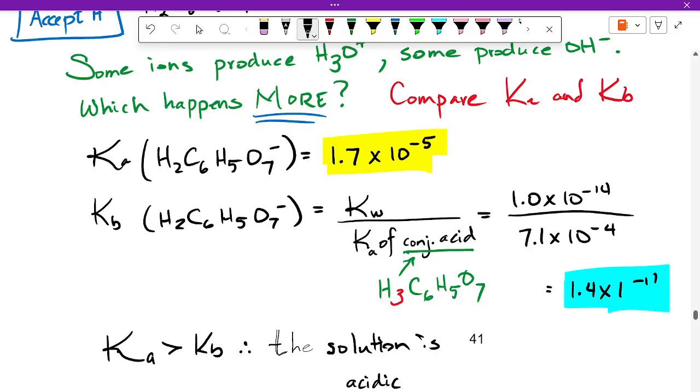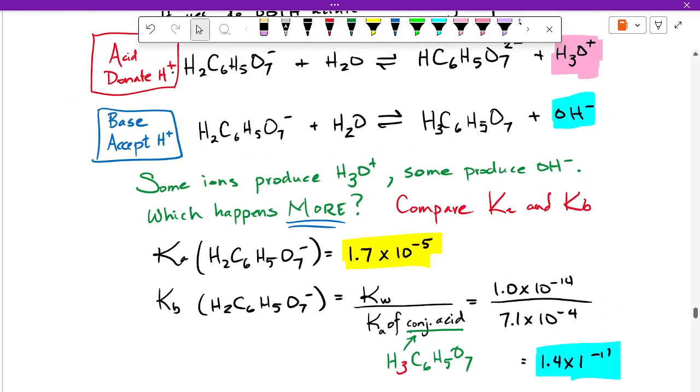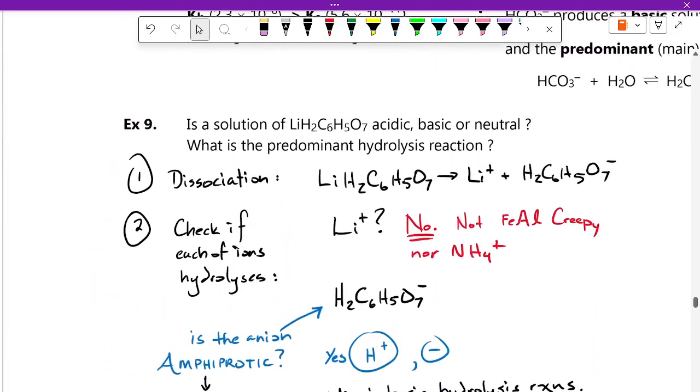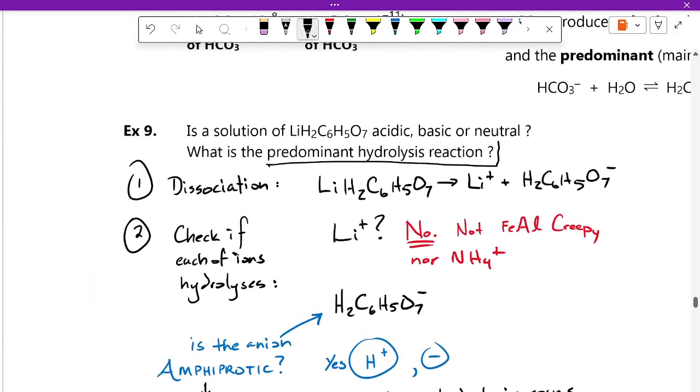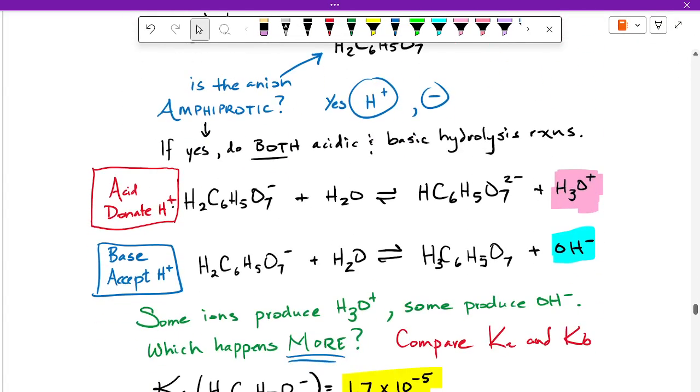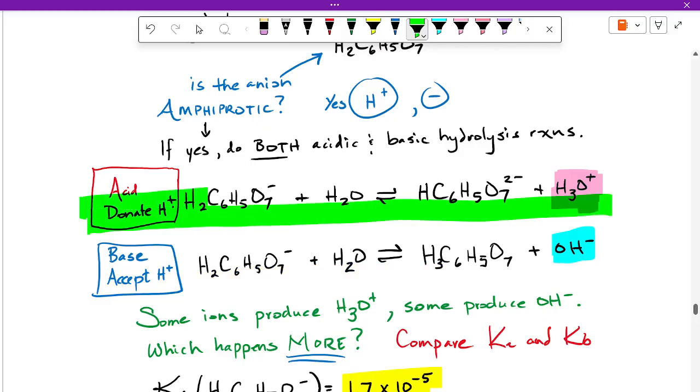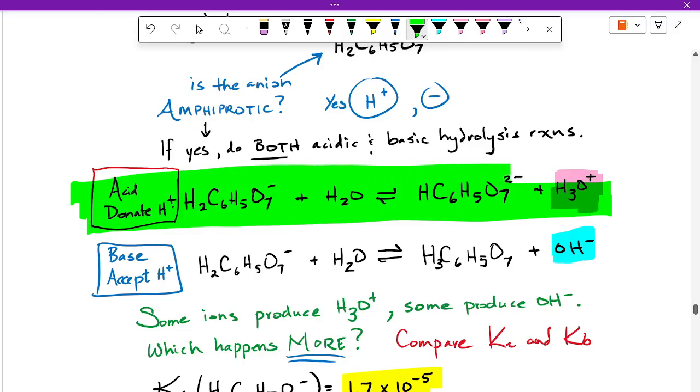Now, if this were a written response question, and it asks you to identify the predominant hydrolysis reaction, you would say, this one here, nope, not that one there. It's the acid one. This one here is the predominant hydrolysis reaction. Are you guys remembering now what the word predominant means? Main.